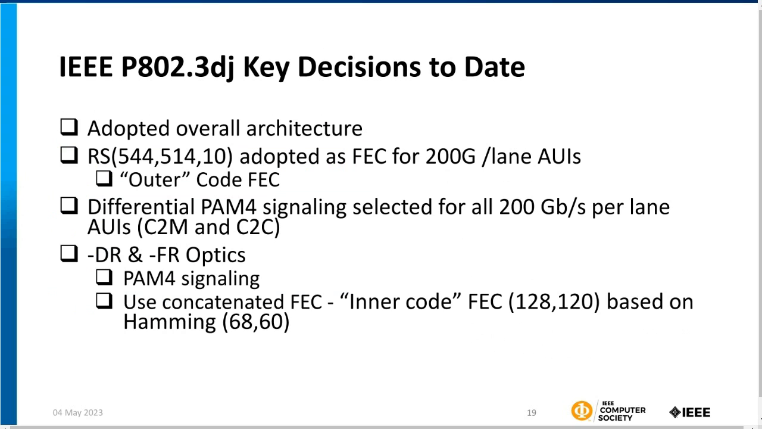All right, so the key decisions that we've made to date so far, and as I said, this is a work in progress as I'm giving it to you. We've adopted an overall architecture. We have adopted an RS 544, 514 FEC, Reed-Solomon FEC, for all of our 200 gig per lane AUIs. You can think of this as the quote-unquote outer code FEC. We have decided on using differential PAM4 signaling for our electrical interfaces, and for our DR and FR optics, which is our 500 meter and 2 kilometer solutions, we're using PAM4 signaling, and we're using an inner FEC, and that FEC is a 128/120 that's then based on a Hamming code 68/60. Okay, so as you can see, there's different things that are happening as we deal with that whole cascade of problems that are in front of us.